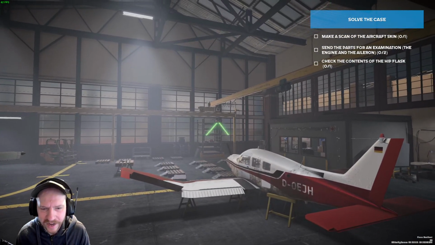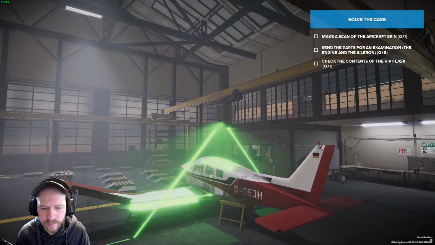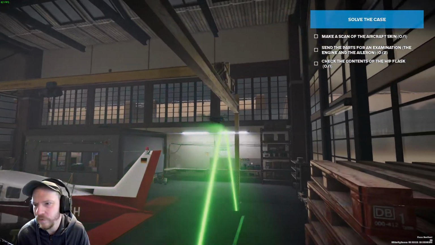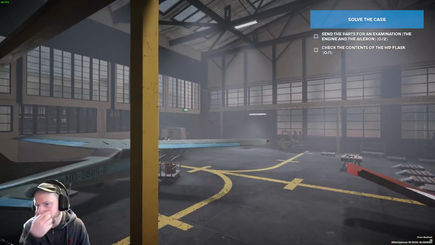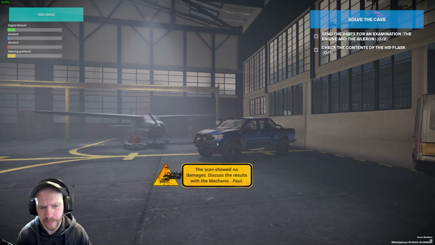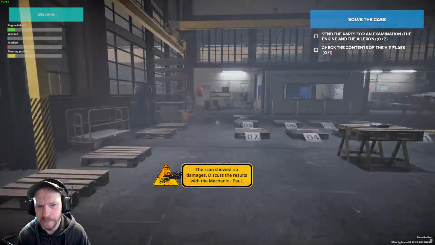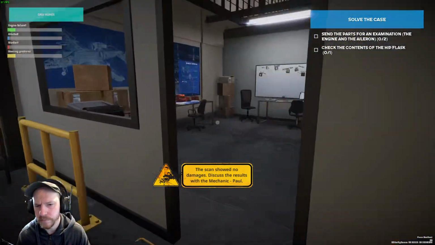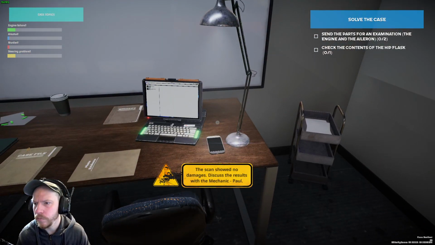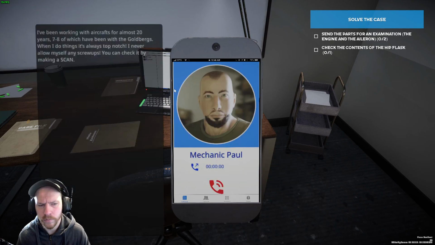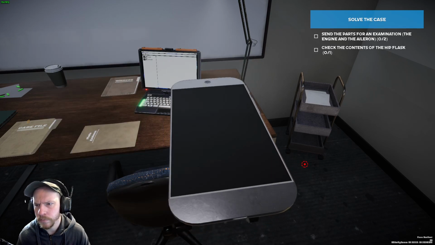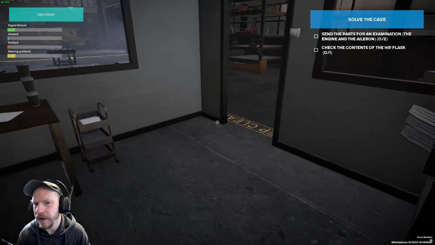Right, we're now going to scan this whole aircraft. Okay, right. Now, we need to take the engine and the aileron. No damage. Discuss with mechanic Paul. Right, send parts for an examination.